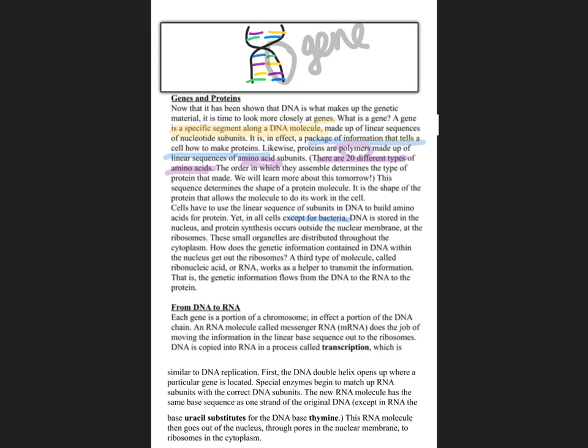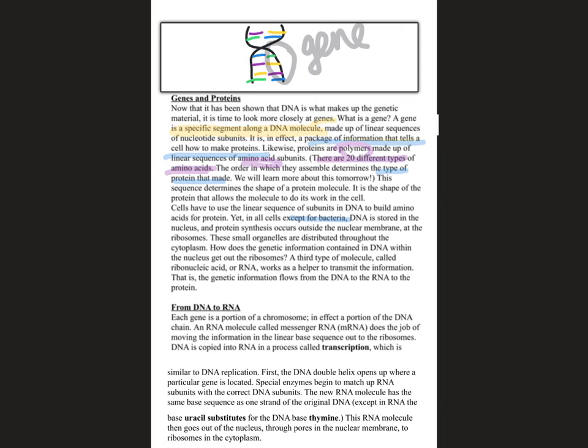There are 20 different types of amino acids. The order in which they assemble determines the type of protein that is made. That is important. We will learn more about this tomorrow. This sequence determines the shape of a protein molecule. It is the shape of a protein that allows the molecule to do its work in the cell. Cells have to use the linear sequence of subunits in DNA to build amino acids for protein.